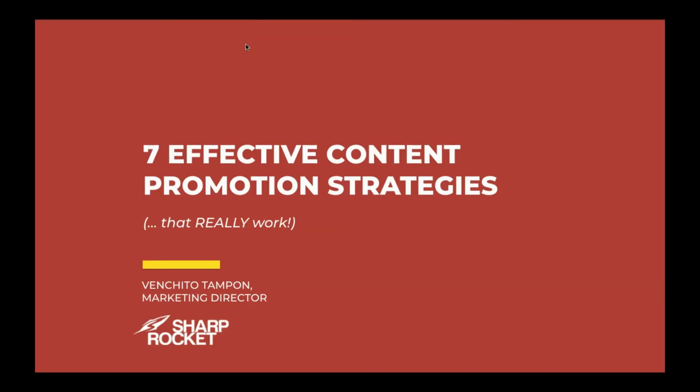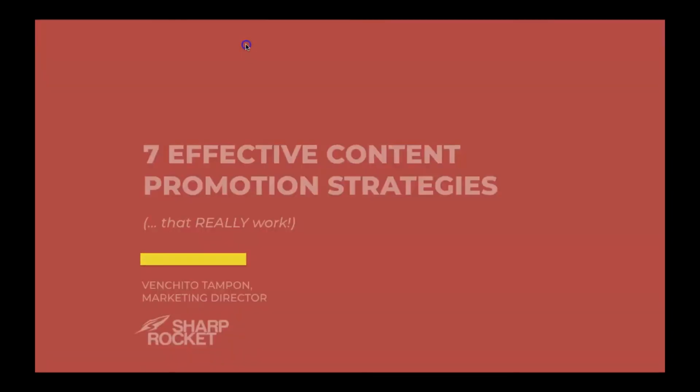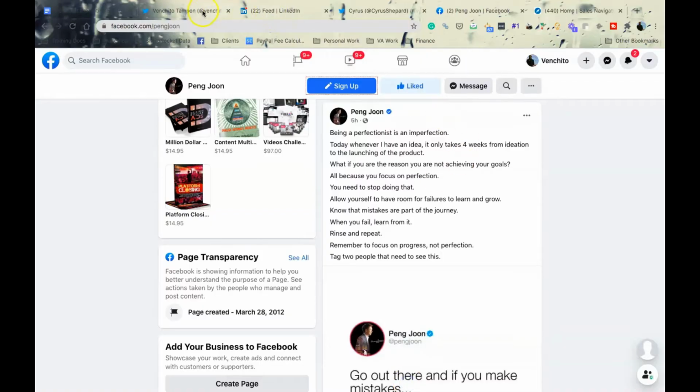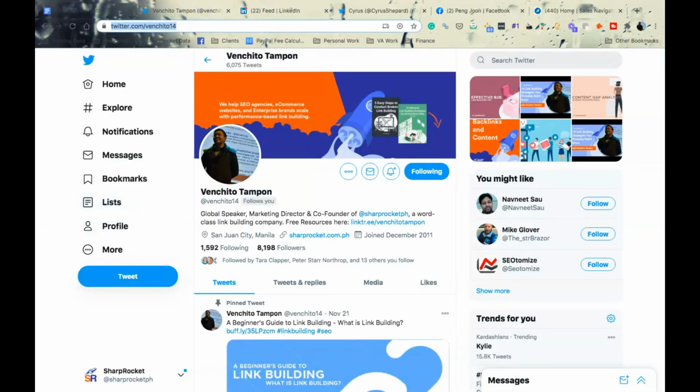And so the first is audience banking. That is reaching out to your existing audience. And this could be on social platforms or your email list if you have one. You may have an existing following on social media services like Facebook, LinkedIn, or Twitter. And so you start promoting your newly published content to your social followers.